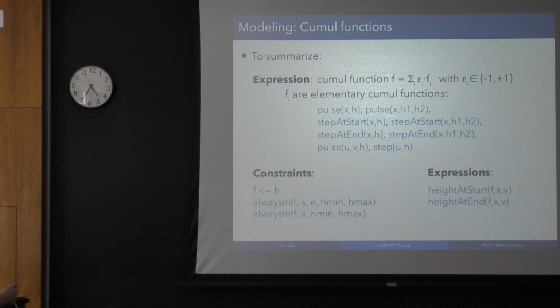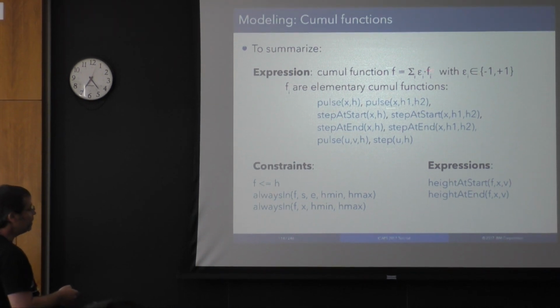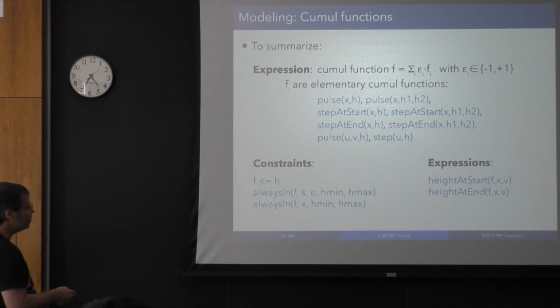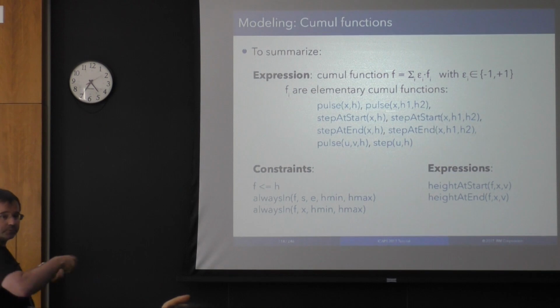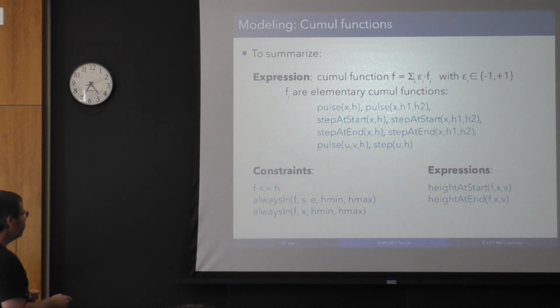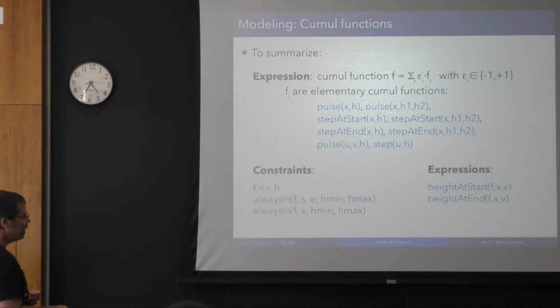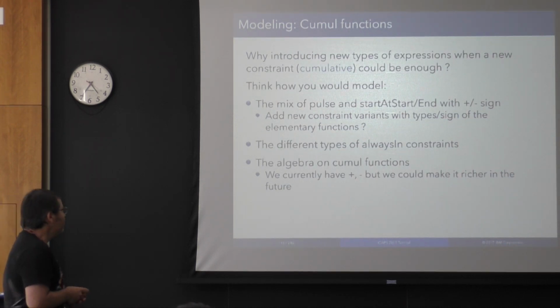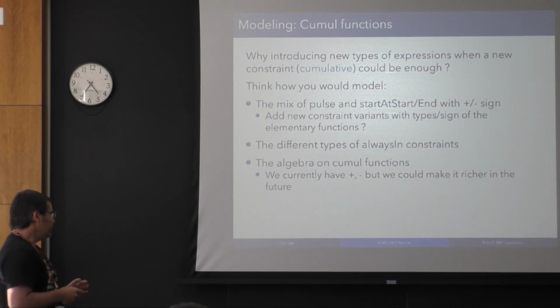So to summarize, we have some cumul function expression. You can build cumul function expression. They are expressions because they depend on interval variables, but when you have fixed all the interval variables, the function is fixed. The function is known. And you have constraints on this cumul function and expressions on this cumul function. Okay. And you have seen that it's used especially to model cumulative resources, in fact. Okay.